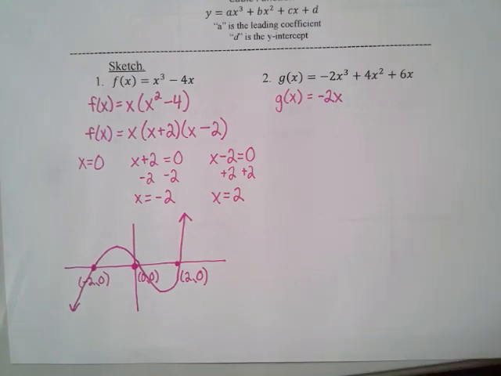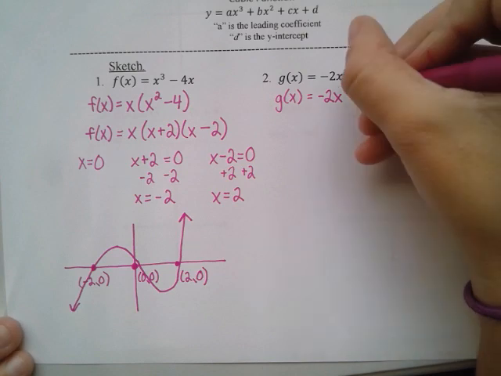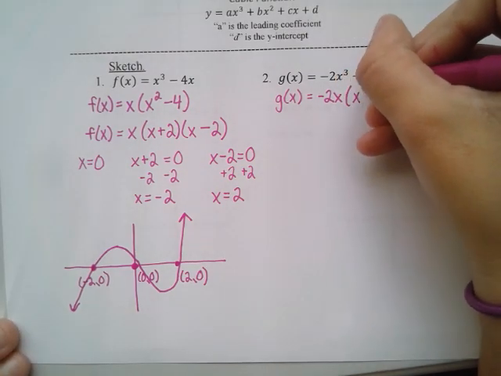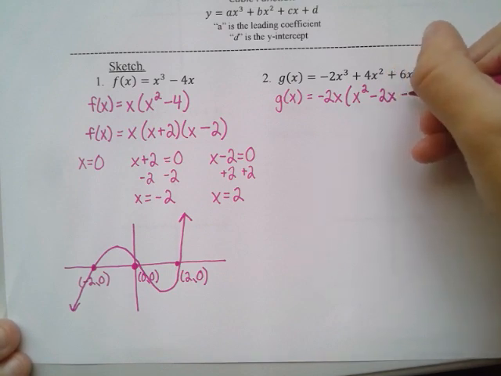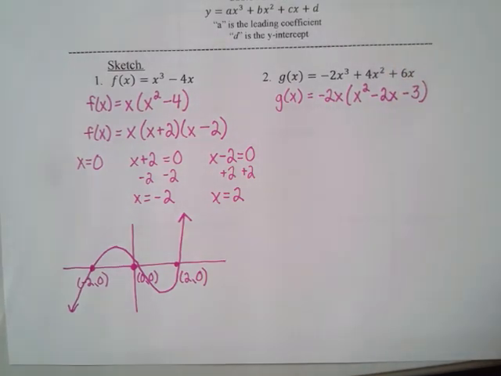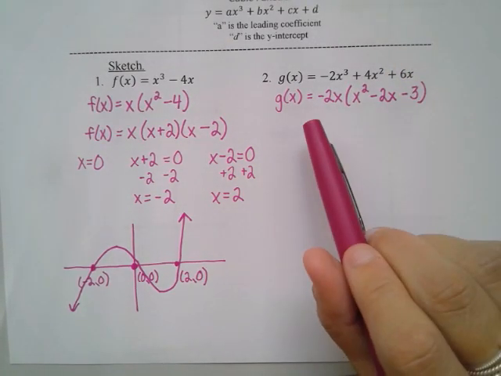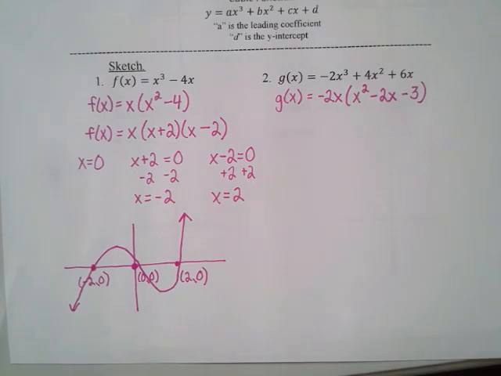I'm pulling out a negative 2 because when possible we want to pull out a negative with our GCF just so we don't have to deal with a negative when we factor later. That is going to leave me with x squared minus 2x minus 3. And the reason these signs changed is because we pulled out a negative 2 instead of just a positive 2.